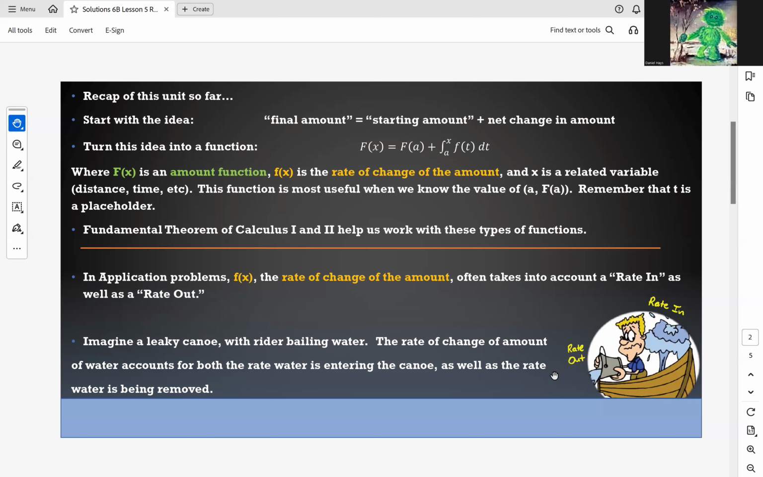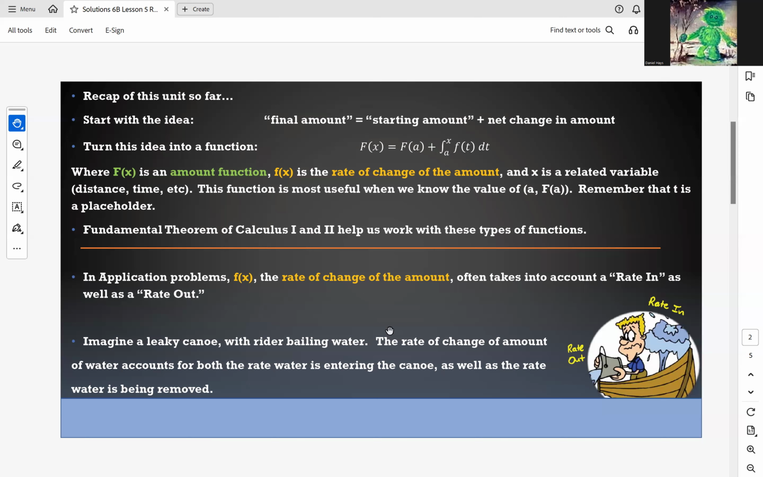Those rates both play a role in determining if over time the amount of water is going to be increasing overall or decreasing. If water is coming in faster than we're getting it out, the amount of water increases. Likewise, if the rate out is greater than the rate in, the amount of water is going to decrease.